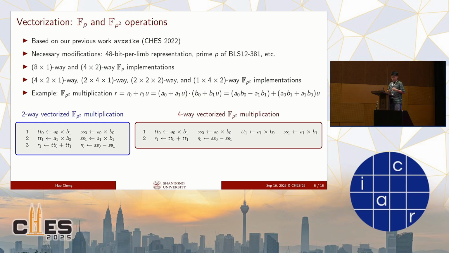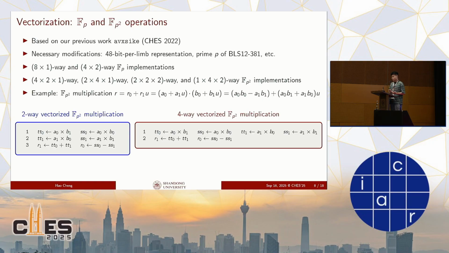About our vectorization, we know the Fp12 operation is computed via the tower extension, and the bottom 2 layers are the prime field Fp and the quadratic extension field Fp2. Our vectorization on these 2 layers is based on our previous work presented in CHES 2022, which is a vectorized implementation of SIKE. This time we have to do some necessary modifications, such as using the 48-bit per limb representation and using the prime p of the BLS12-381 curve. Likewise, we also use 2 different types of prime field implementations, the 8 times one-way and 4 times two-way. So what does it mean?